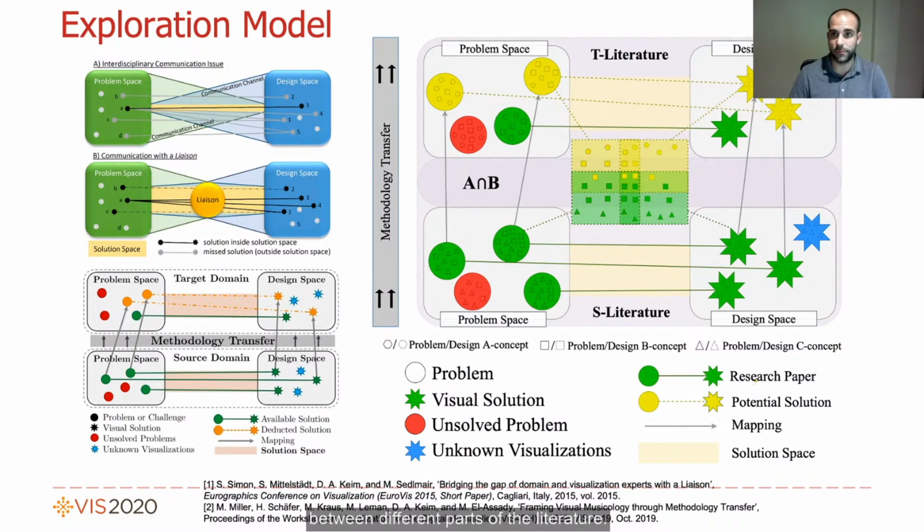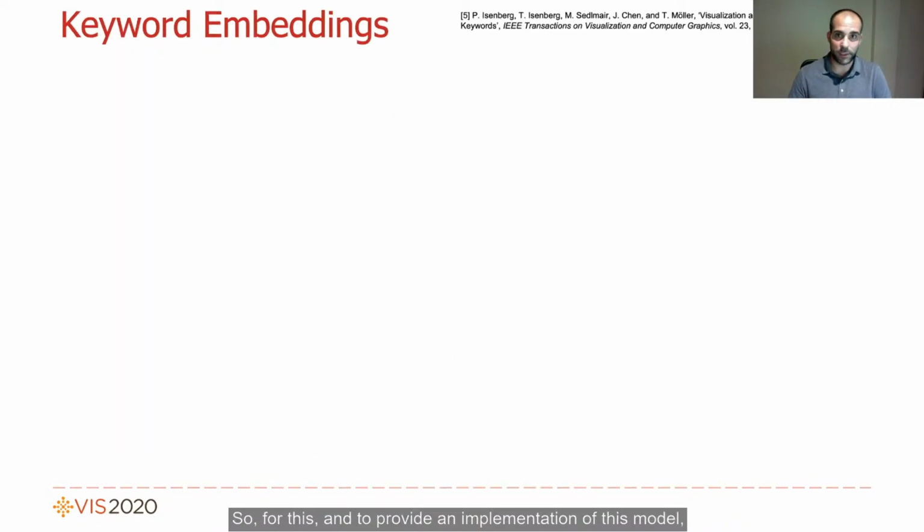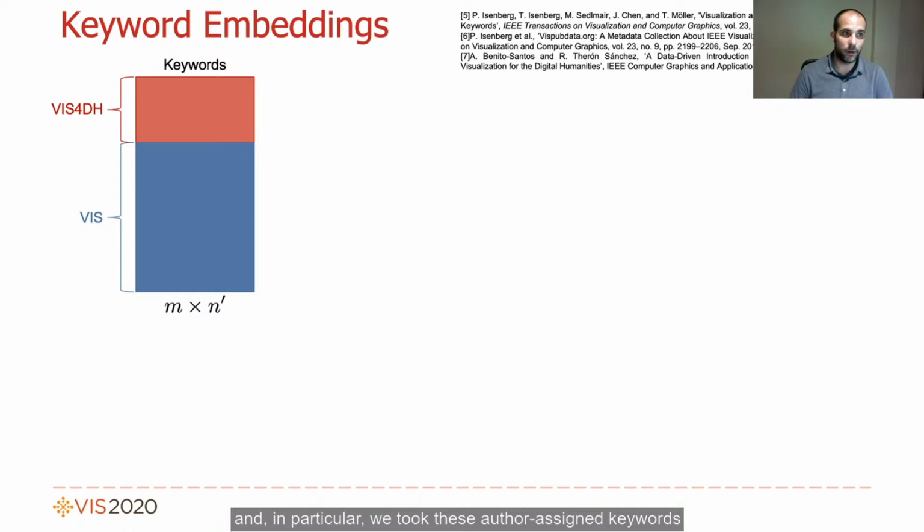So we augmented existing models with this idea of high-order co-occurrence to find connections between different parts of the literature. To provide an implementation of this model, we relied on embeddings that were built from author-assigned keywords. In particular, we took these author-assigned keywords from two research paper collections. One is a collection of papers on visualization for the digital humanities that was built by us in a previous study. The other one is VIS data, that you probably know, and it contains visualization papers that have been presented at this conference in previous years.